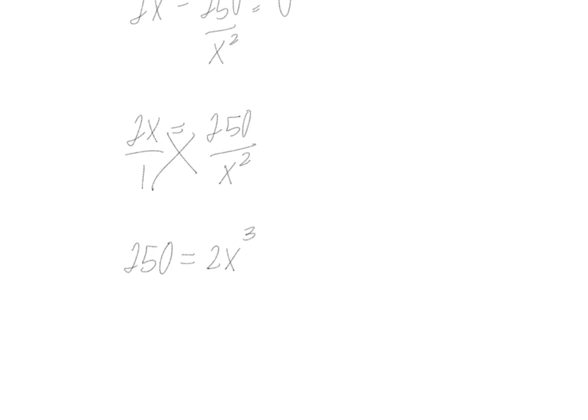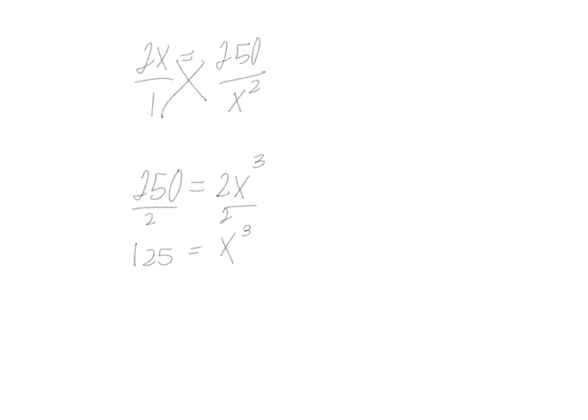And so here we're solving for x. I need to get x cubed by itself. You divide both sides by 2. You get x cubed equals 125. And so if x cubed equals 125, we need to take the cubed root of both sides, and we get that x equals 5.